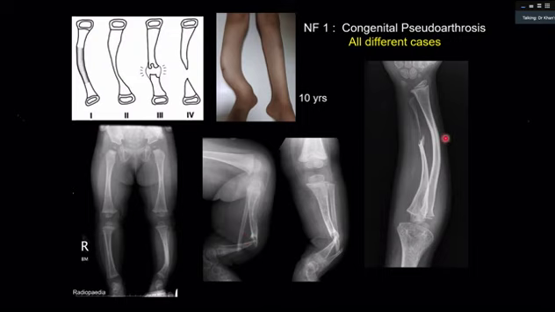And look at this picture here. Again, there is bone resorption. That is why it gives you this appearance. And look at this cupping. So this is NF1 pseudoarthrosis. NAI, please remember, NAI will have metaphyseal fractures.